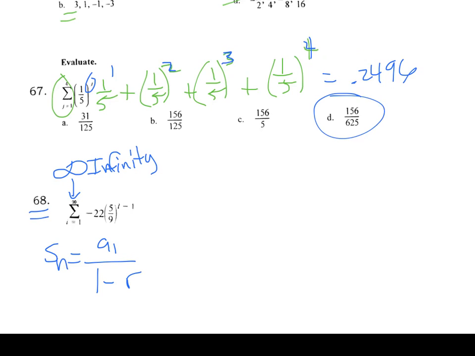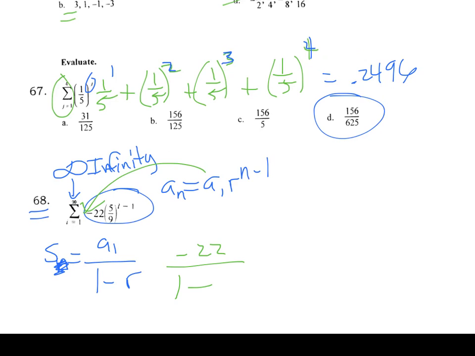Now, if you remember, this right here is a geometric rule. It follows the form a1 r to the n minus 1. So everything I need is there. Okay? And I don't need the n here because I'm summing all of the terms, an infinite number. a1 is right there, it's negative 22, over 1 minus r, and r is right there, 5/9. Now again, I got to do a little calculator work here to see what the sum is if I add all the terms up, but I can do that.